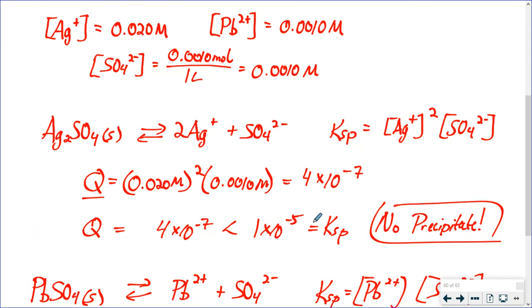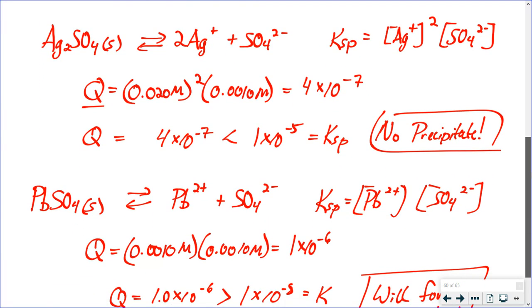Our Q value is less than our KSP, and that means that the concentration of silver and sulfate are low enough that we haven't reached a saturated solution yet. So we won't have any precipitate form from this particular setup for this particular compound.